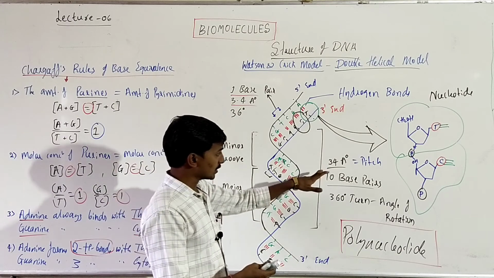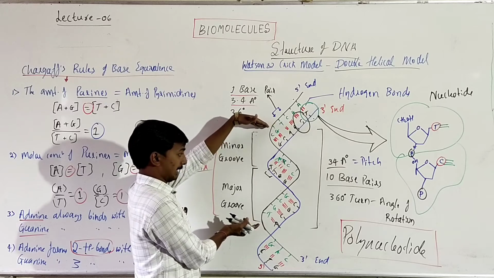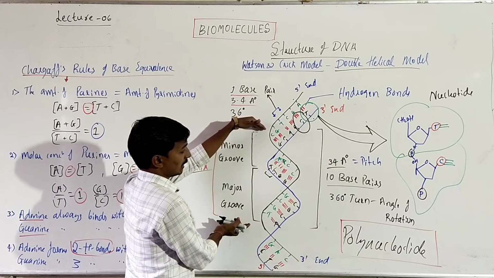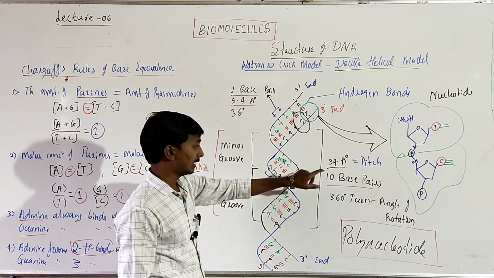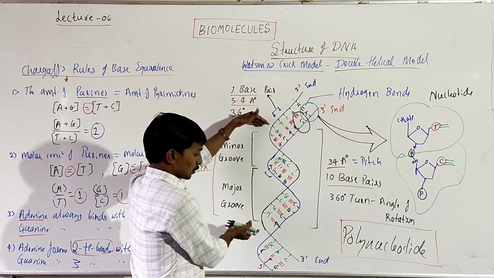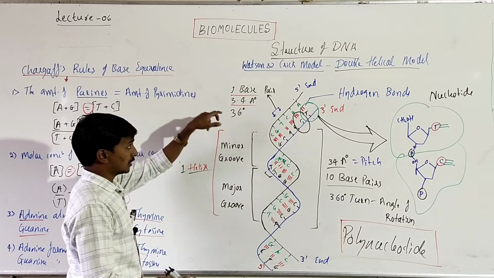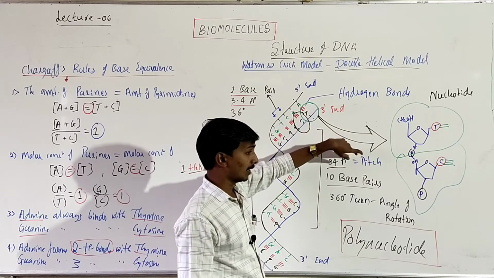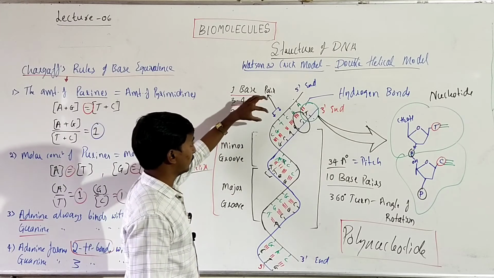Okay, so here this is for pitch, means the distance of one complete helix, length of one complete helix that covers 10 base pairs, and the angle of rotation is 360 degree for 10 base pairs. The angle of rotation is 36 degree for 1 base pair. Here the pitch is 34 angstrom for 10 base pairs and the pitch is 3.4 angstrom for 1 base pair.